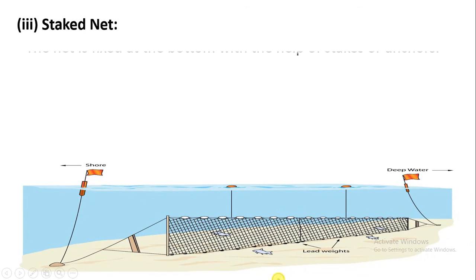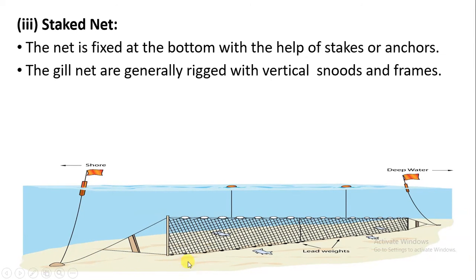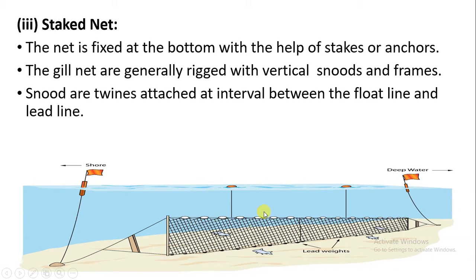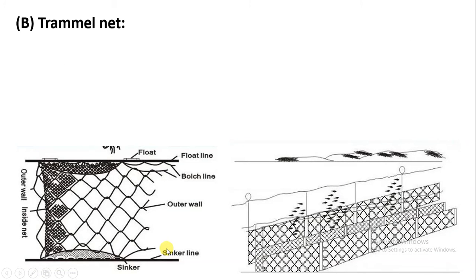The next is the staked net. This is always fixed at the bottom with the help of stakes or even with the help of anchors. These gill nets are generally rigid. Here these nets are generally supported with the help of snoods and frames, which help them for support. Snoods are twines attached at intervals between the floating line and the lead line. Snoods increase fishing efficiency, and the frame provides the reinforcement.